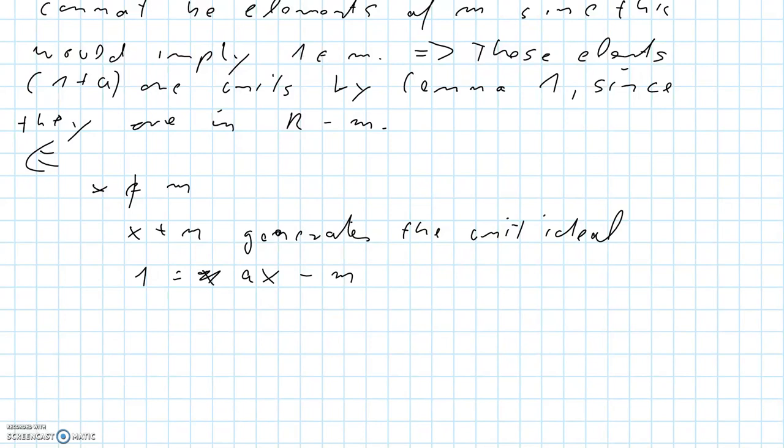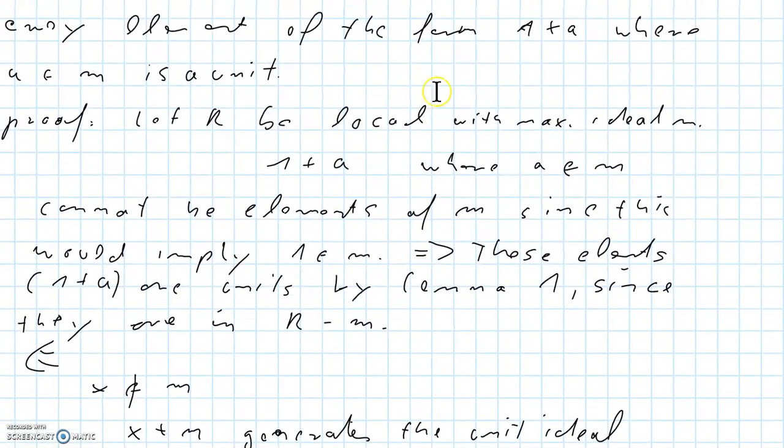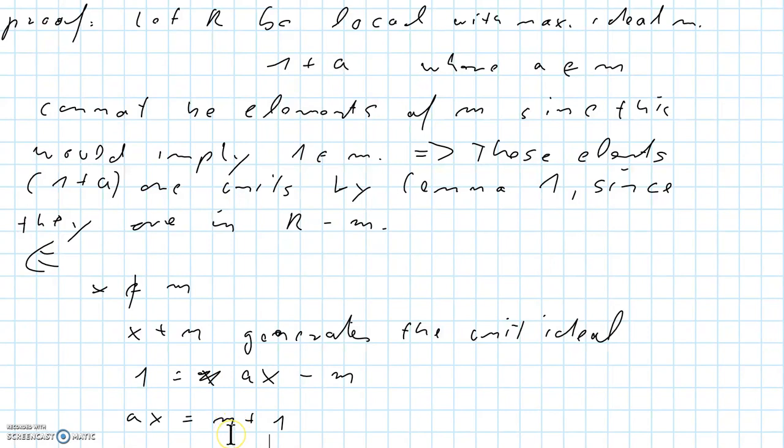And so let's bring AX to the other side, and then we have AX is m plus 1. And our assumption, remember, let me scroll up to show you, was that elements of this form, 1 plus A, where A is in M, are units. So our conclusion at this point is that AX is a unit, and of course this also means that X is a unit.